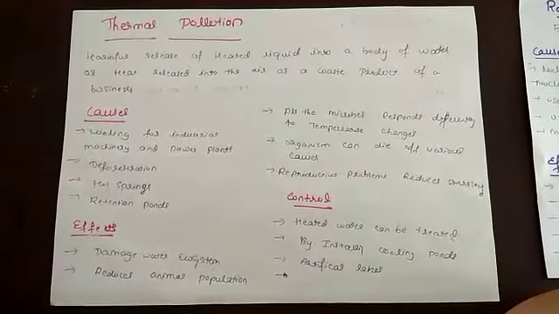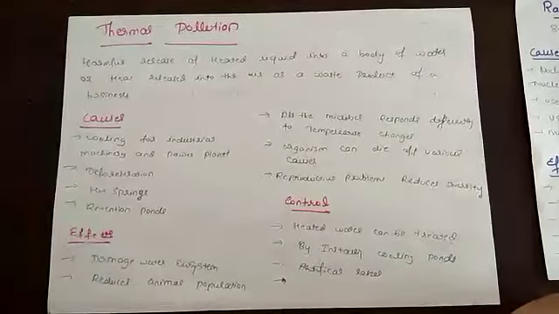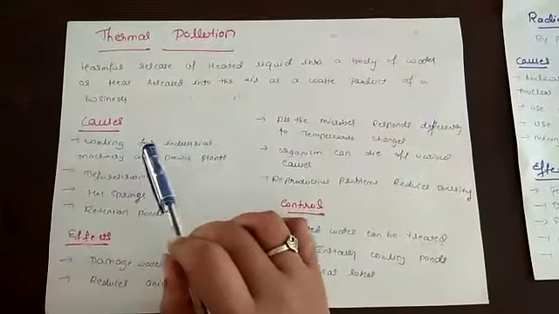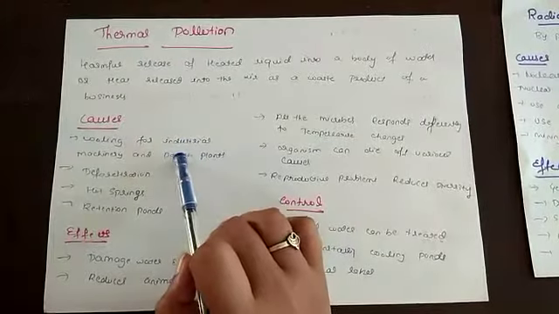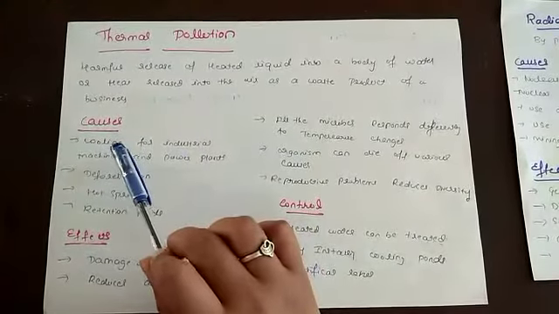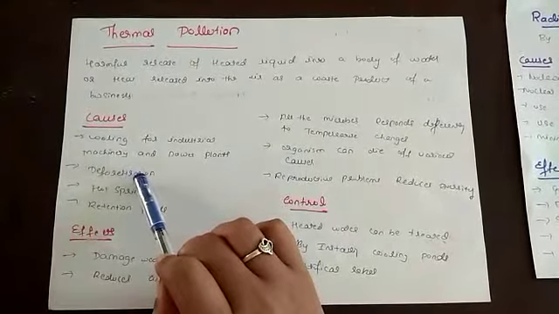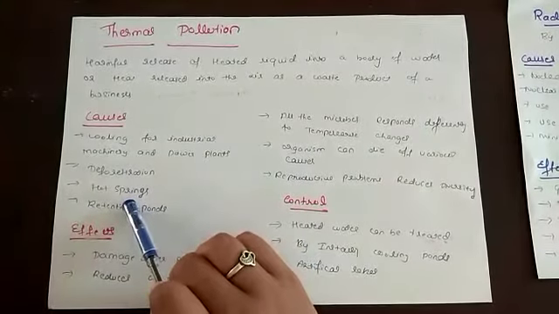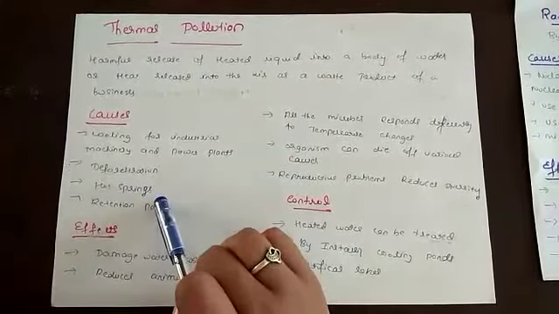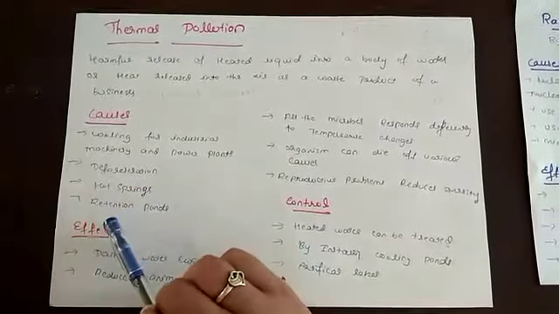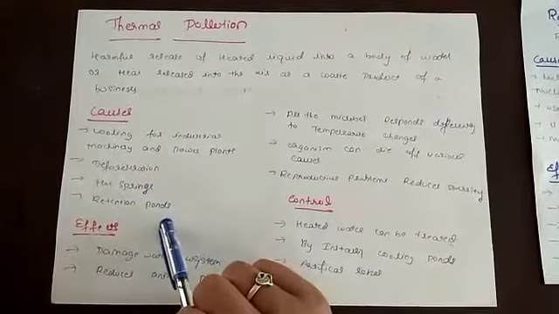The causes are cooling for industrial machinery and power plants, deforestation, hot springs and retention ponds. Cooling for industrial machinery and power plants means the industries and power plants are cooled before the water is released into rivers, ponds or lakes. Then deforestation, which is cutting of trees; hot springs, which are springs created by the earth itself; then retention ponds, which are called wet or dry ponds.